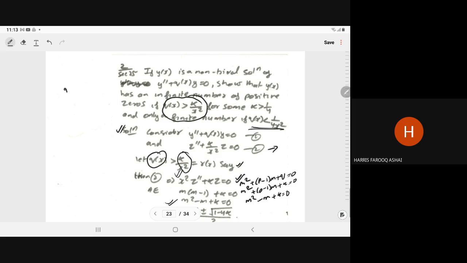Sir, if k is less than 1 by 4, then... no, sir, I'm talking about if k is less than 1 by 4, then it won't matter if q(x) is greater or less than k by x square, right? Because the z equation will only have one root or no root.